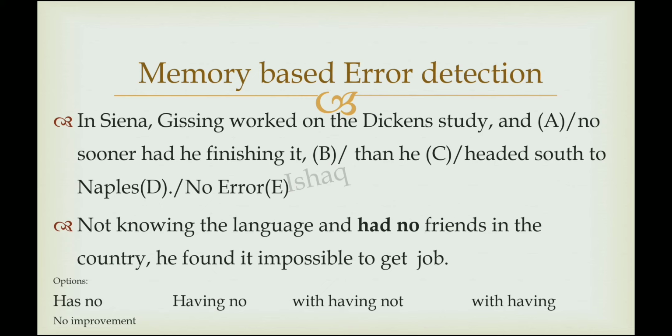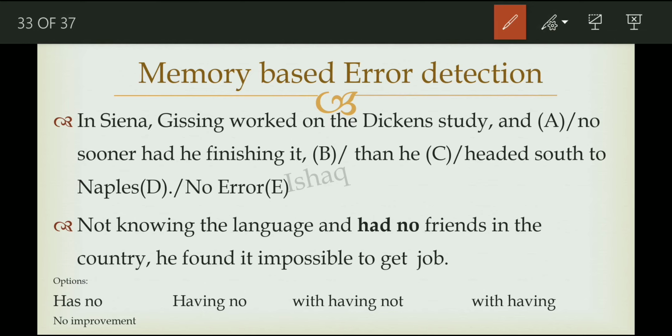So we'll see some memory based error detection questions. In the first question: "In Siena guessing word on the Dickens study, and no sooner had he finishing it than he headed south to Naples." Basically, this is the kind of question asked in the SBI prelims level exam.